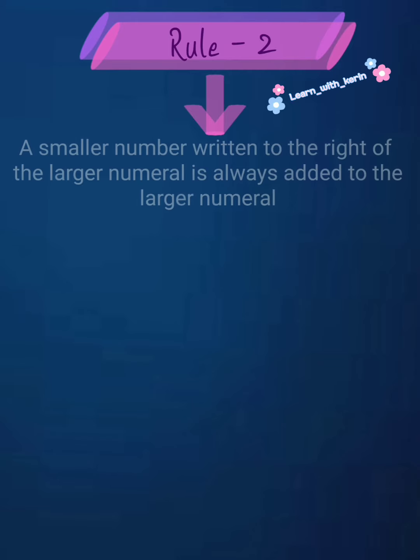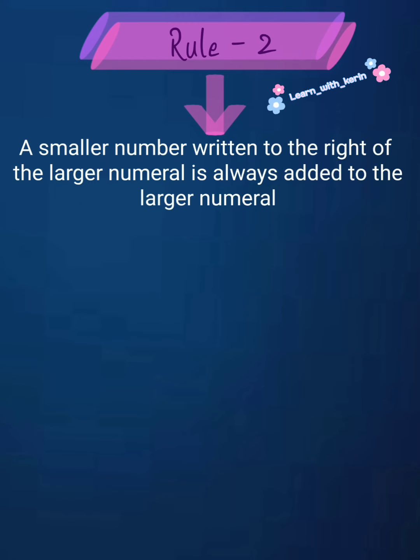Rule number 2. A smaller number written to the right of the larger numeral is always added to the larger numeral. Let us consider few examples, children. CL. Here the value of C is bigger, which is equal to 100, and the value of L is smaller, which is equal to 50. Children, if the symbol with less value is added after the symbol with more value, then we add them. For example, C is equal to 100, L is equal to 50. 100 plus 50 is equal to 150.